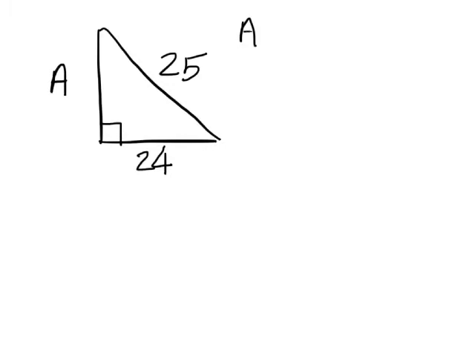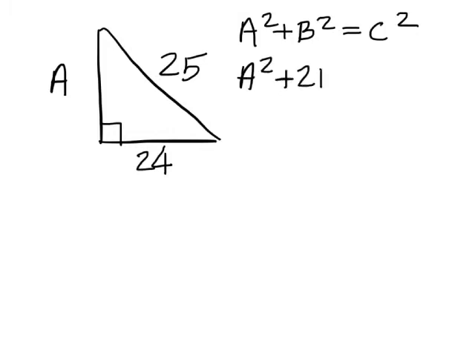Now remember, your formula is A squared plus B squared equals C squared. You can still plug in everything you know. We don't know A, but we do know B to be 24. And we know C to be 25. The problem here is that you have A squared on the left, and it's with that 24 squared. So in order to get it by itself, we must first simplify everything that we can.